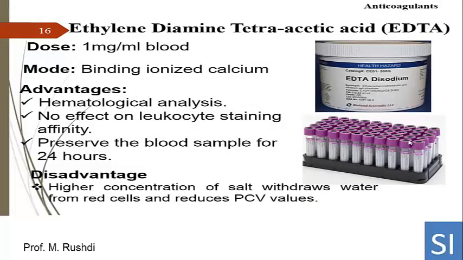Ethylene diamine tetraacetic acid or EDTA. This anticoagulant is used in a dose of 1 milligram per ml of blood. The mode of action of EDTA is binding ionized calcium. So EDTA prevents blood coagulation by binding ionized calcium, which is essential for the activation of the coagulation factors.